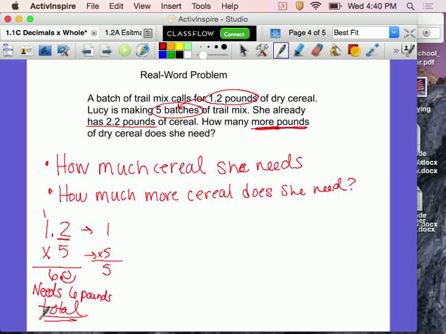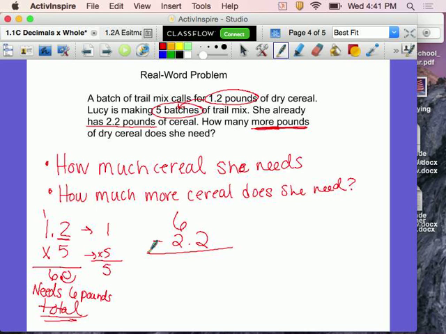Careful, a lot of people will stop there because they're robots. No, you're not a robot. You know that we want to know how much more pounds of cereal does she need. So I know that if I've got 2.2 pounds and I need 6 pounds. So now how am I going to figure out how much I need? Well, subtract. I already have some, so I'm going to take it out of my total. So 6 take away 2.2 pounds.